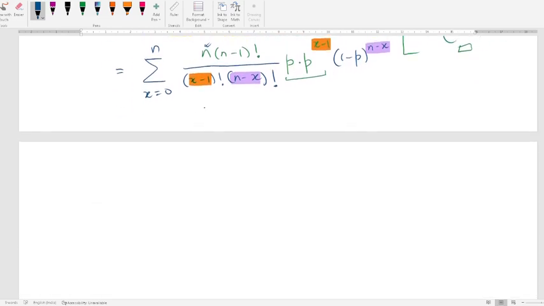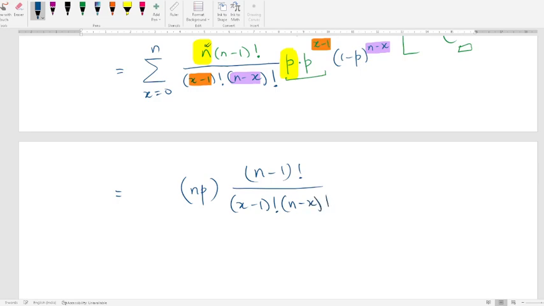Now let's clean this thing up. For doing that, this p term over here and this n term here, we'll write outside the summation. Or maybe we can write down np over here in a bracket, right? And then what do we get? We get n minus 1 factorial divided by x minus 1 factorial multiplied by n minus x factorial, p to the power x minus 1, and then 1 minus p whole to the power n minus x, right? And then there is a summation x is equal to 0 to n.